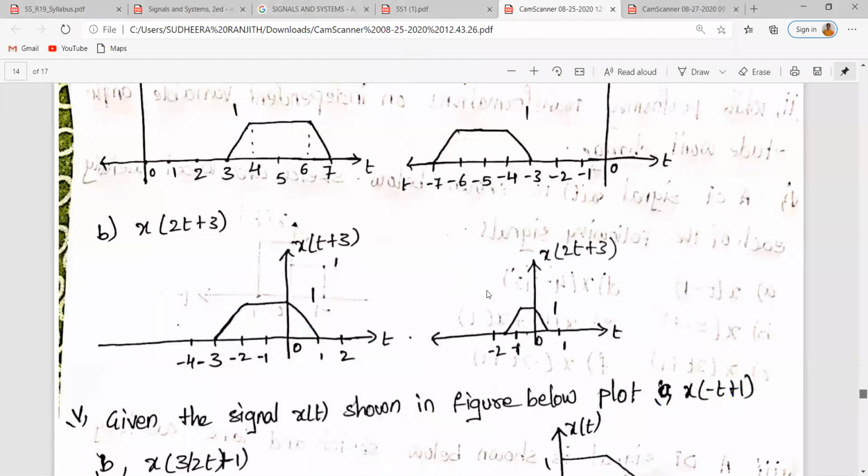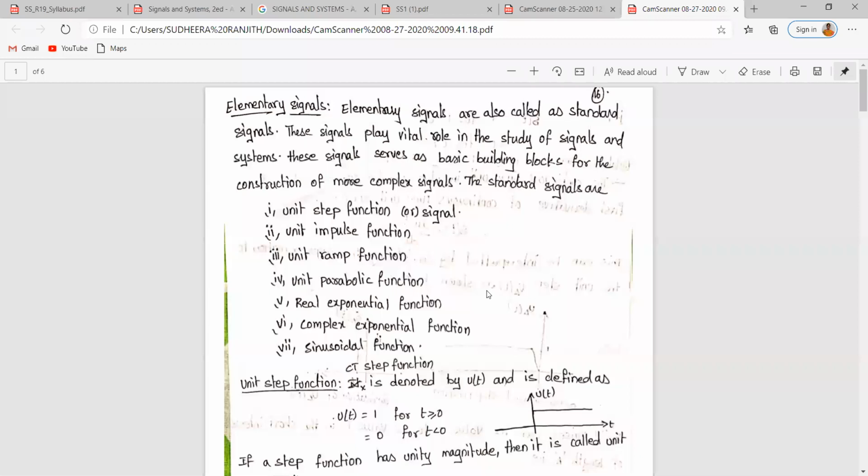So in today's class, we would like to discuss elementary signals. See, suppose if we want to learn mathematics, first we need to know what the numbers are. And later we need to know what are the operations that are performed on numbers.